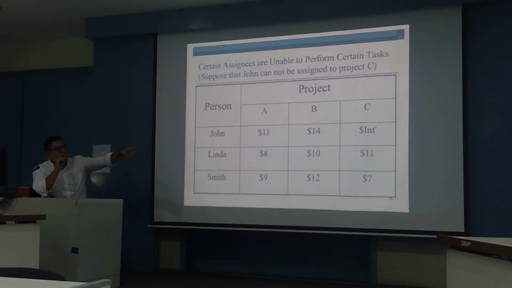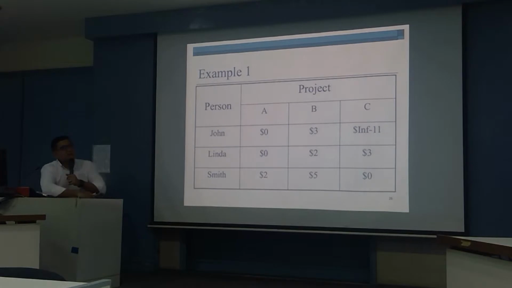For example, I've changed the cost of John doing project C to infinity, and then I do the same steps as usual, starting with the row reduction. So this is the result of the row reduction, subtracting the lowest value of each row from all the values in that row. And then I do the column reduction, and this is the result of the column reduction.